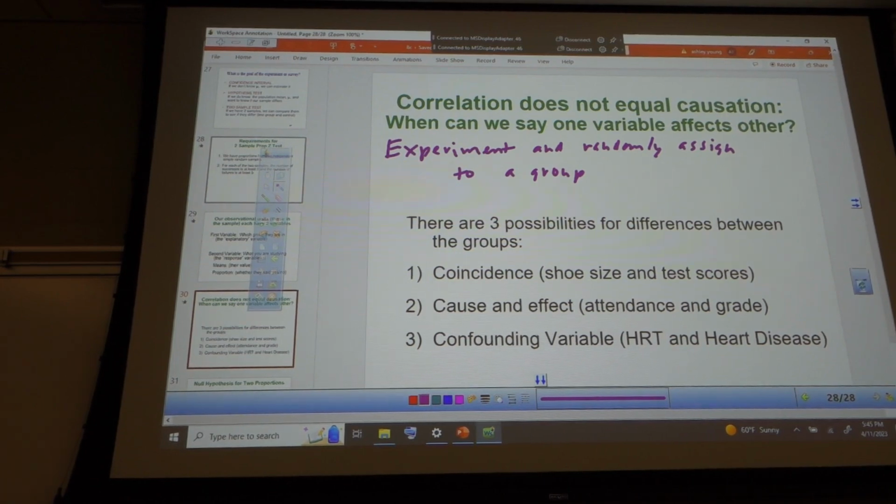So just keep in the back of your mind to make sure you're aware of the fact that just because things are correlated, you can't say that one causes another one automatically. You have to look at whether there's an actual random experiment going on.